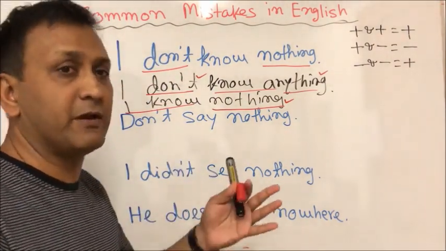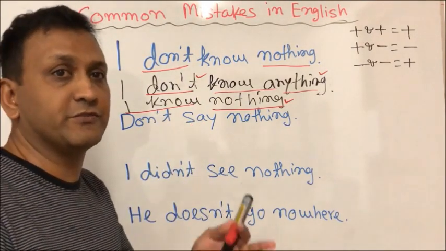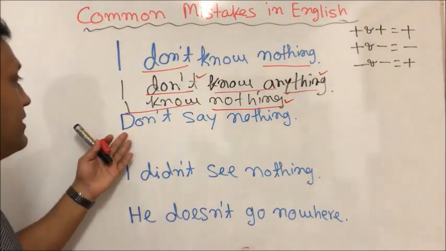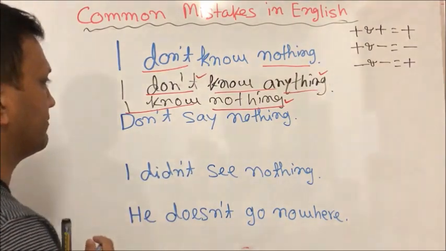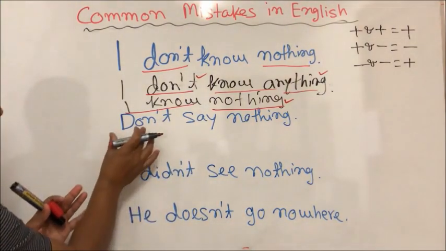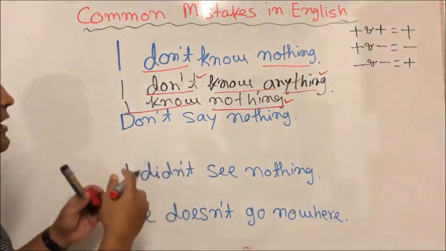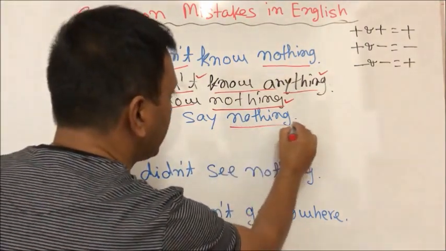Even though they carry different meanings, the formations are the same. So I already said before, don't say nothing. Here also you can see in this straight sentence there are two negative things, don't and nothing.